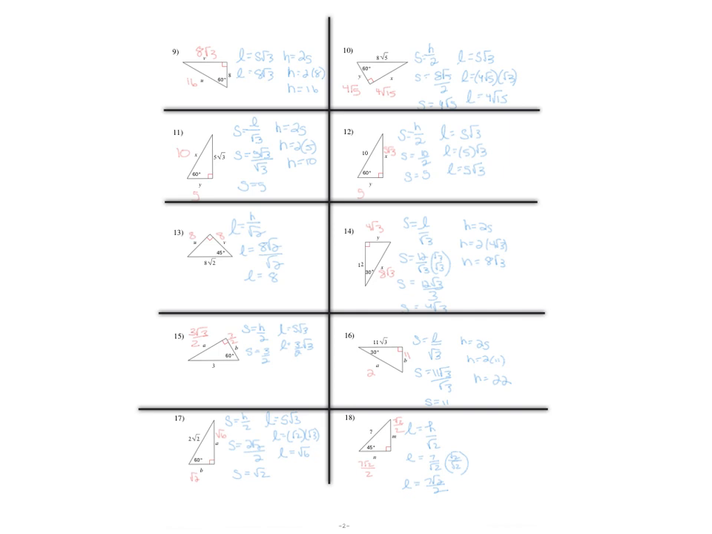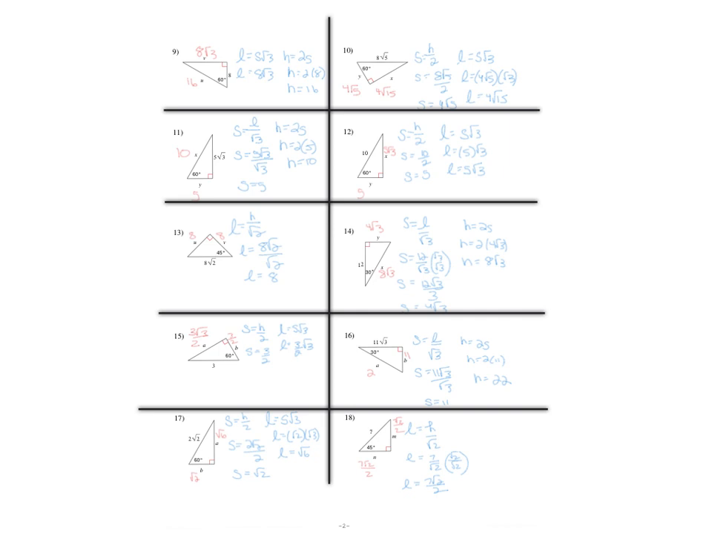Looking at number 15, we have a 30, 60, 90. Looking at what we are given, the hypotenuse. So to find the short side, we're going to take the hypotenuse and divide by 2. And so the hypotenuse was 3, and when we divide that by 2, that's going to give us 3/2 for the short side. To find the long side, we're going to take the short side and multiply it by the square root of 3. The short side was 3/2. When we multiply it by the square root of 3, it just gives us 3 times the square root of 3 divided by 2.